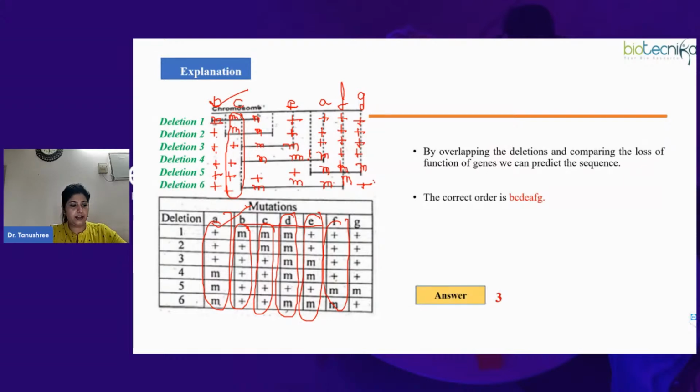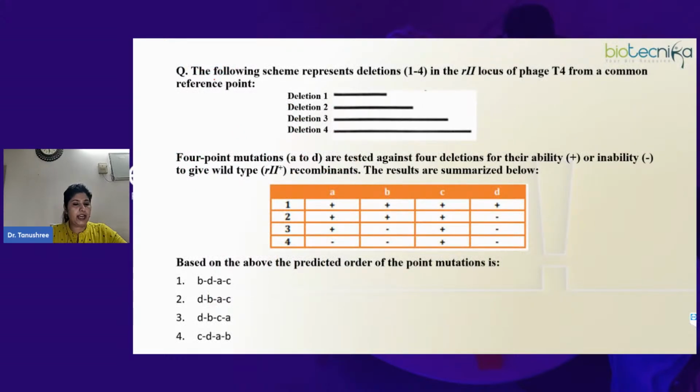And Ashu, is it clear to you? Then moving on to another question: the following scheme represents deletions 1 to 4 in the R2 locus of phage T4 from a common reference point. Again, four deletions are here and four point mutations A to D, which are tested against the four deletions for the ability or inability to give wild type recombinants. The results are summarized in the table, and based on the above, you have to find out the predicted order of the point mutations. Is it option 1, option 2, option 3, or option 4?